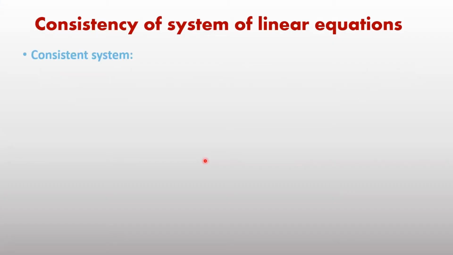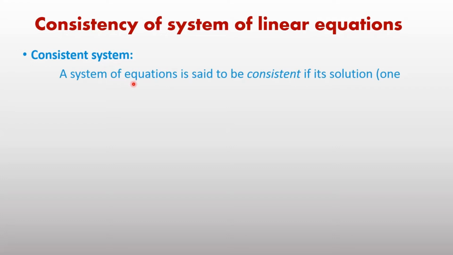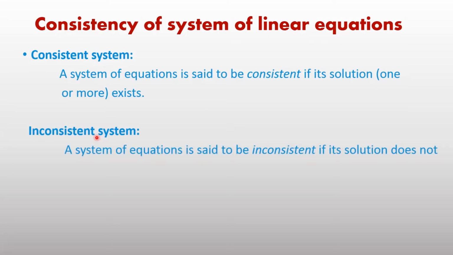First, before solving, you should know the consistency of a system of linear equations. If you are able to find the solution of a system of linear equations, it may be one solution or infinite solutions. Then the system of equations is known as a consistent system of equations. And if there is no solution of the system of equations, then it is known as an inconsistent system.